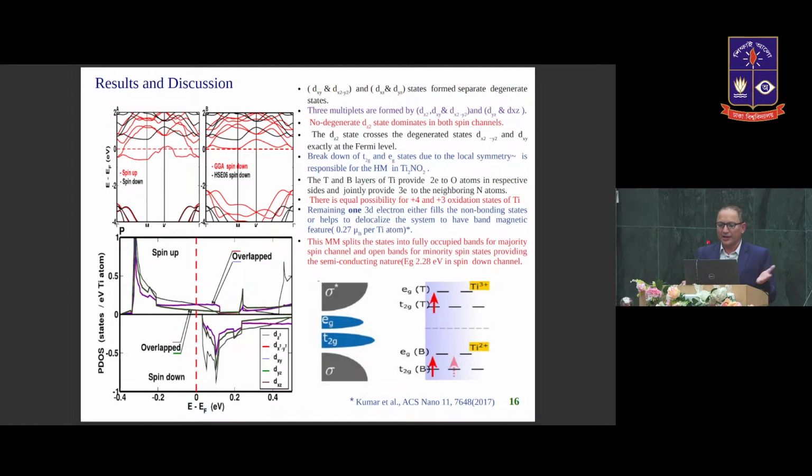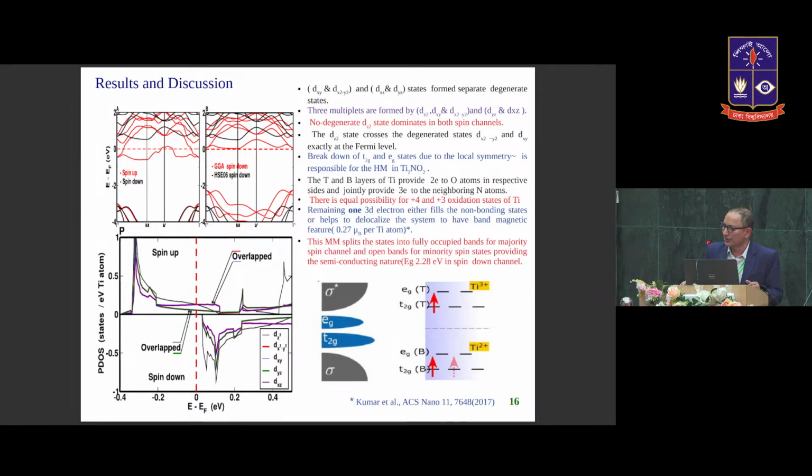So magnetic, remaining the 3D 1 electrons that remain out of them in order to complete the octet. The remaining 3 electrons are removed, which either fills the non-bonding state or helps to delocalize the system, which provides the magnetic moment, that magnetic feature, that is 0.27 μB for the titanium atoms. And that magnetic moment splits the states into the fully occupied bands, the majority spin channel, and opens the band of the minority spin states, providing the semiconducting nature in the spin down channel.